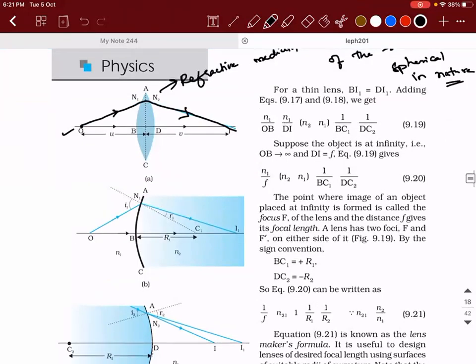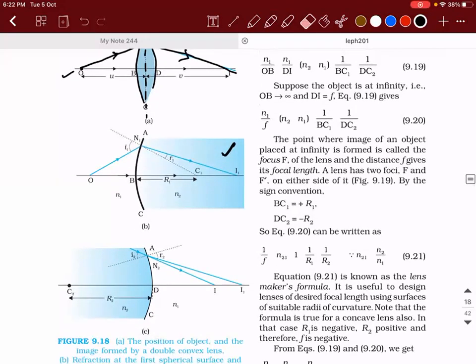Now what will happen if you break this lens into two parts? Okay, if you break the lens into two parts, we can say that the first surface N1 is there, right? The first surface N1 will produce an image which will act as an object for the second surface N2. Okay, so how are we going to derive the relation is what we are going to see. So listen to this carefully.